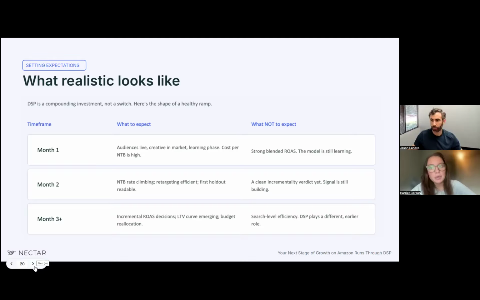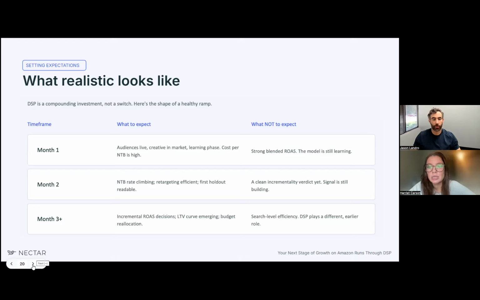Then during the second month, we've had about 30 to 60 days of data. We're refining those audiences, beginning to gather statistically meaningful performance data, making some light optimizations. Then by the third month, we finally have enough information to evaluate incrementality and purchase behavior, understand new to brand performance, and make smarter investment decisions. DSP is a learning system. It gets stronger and stronger as more customer signals accumulate. And if you're judging success after 2 weeks, you're almost certainly drawing conclusions before the data is mature enough.